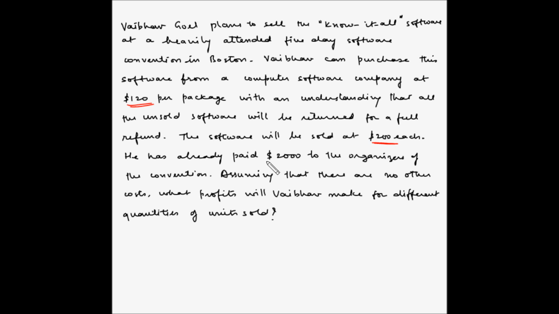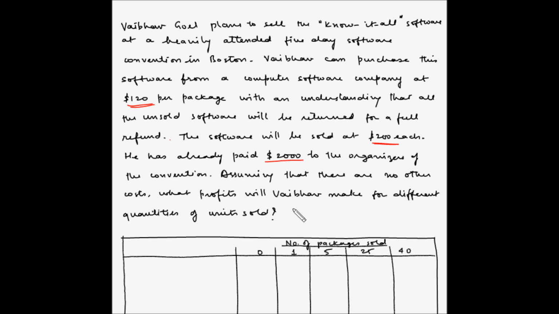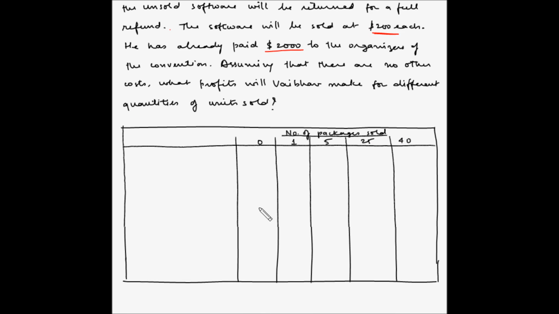So he has already paid a cost of $2,000 to the organizers of the convention. So this is the fixed cost that he has already paid. Now this is known as the fixed cost because irrespective of the number of units that Vaibhav sells, this cost is going to remain constant. So since we have to find out the profit that Vaibhav will make for different quantities of units sold, I have created a sample table with different quantities that Vaibhav might sell. So the analysis that we'll be doing will be on quantities 0, 1, 5, 25 and 40.